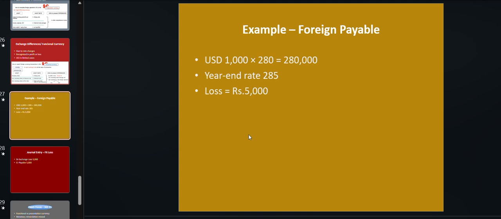This extra cost is an exchange loss. To record this, we debit exchange loss for 5,000, which reduces our profits, and credit the payable for 5,000, which increases our debt to its current real value.